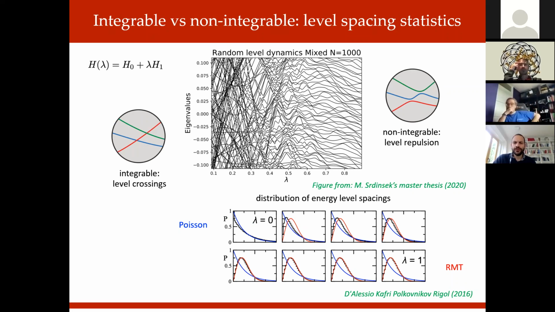Here is a nice figure that I got from Micha's master thesis, which shows how the level dynamics change when we change the parameter lambda in a Hamiltonian that describes our physical system. So if H0 is an integrable model, then we have level crossings, and as we increase the parameter lambda, you start seeing that crossings are more and more prevented gradually, and you see more level repulsion for larger values of lambda.